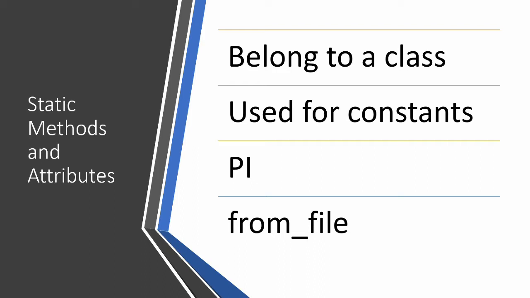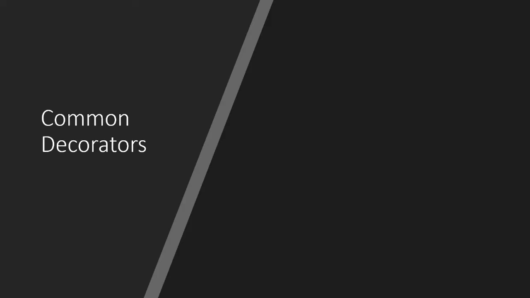Another static method might be a from file method, because if you want to create something from a file, you can't create your instance of a class and then read it from a file. You get your instance of a class by using the class and then reading from a file. So the common decorators we're going to look at are the property decorator, the static method decorator, which creates a static method, and the class method decorator, which creates a class method.